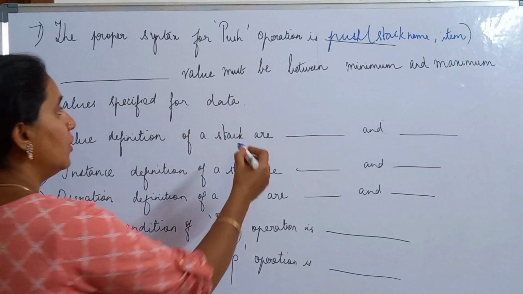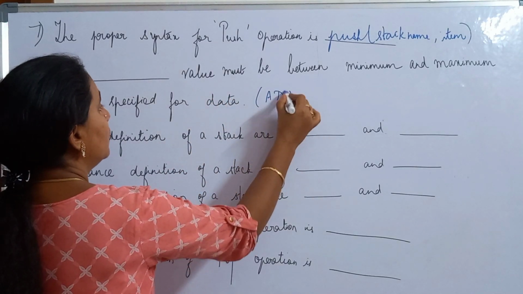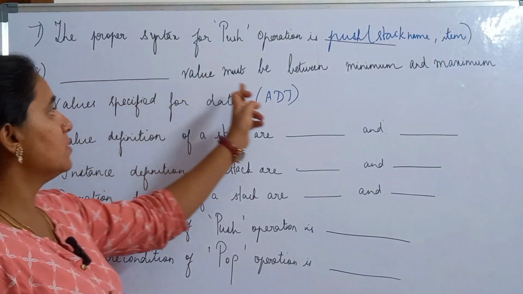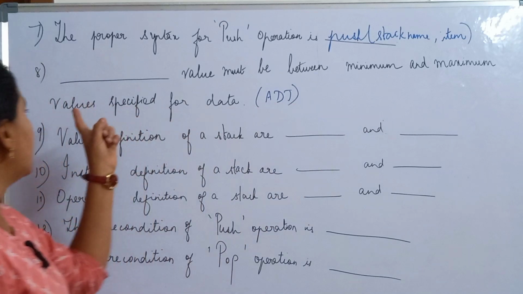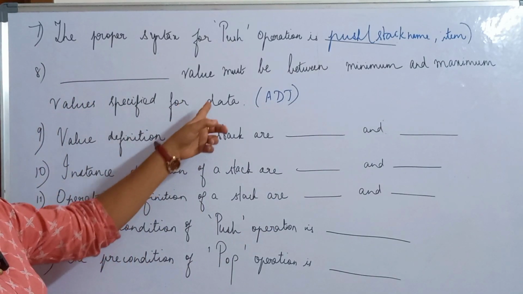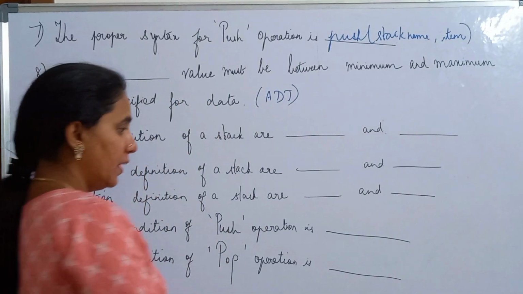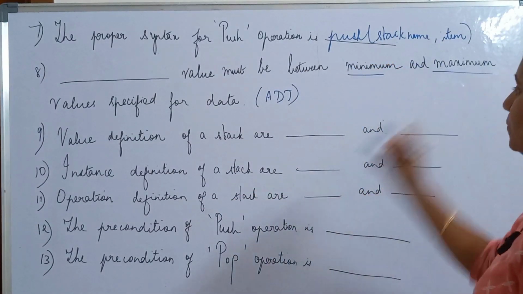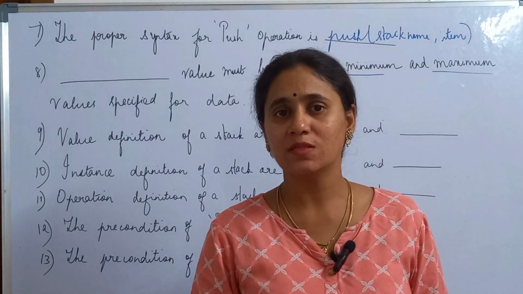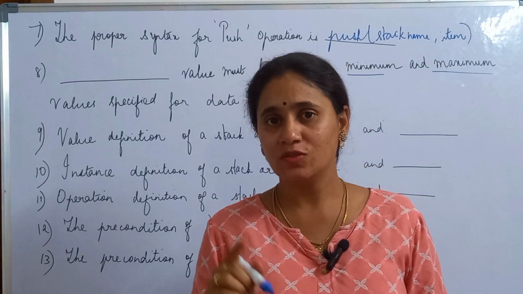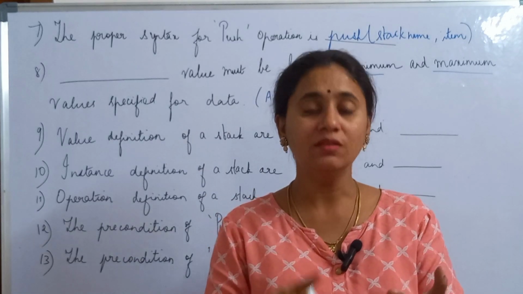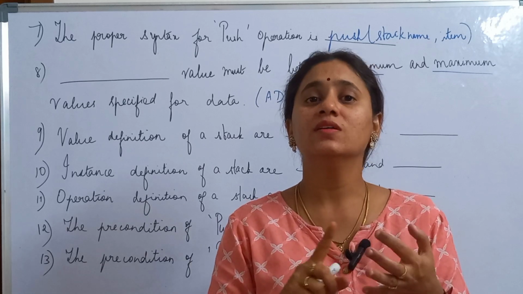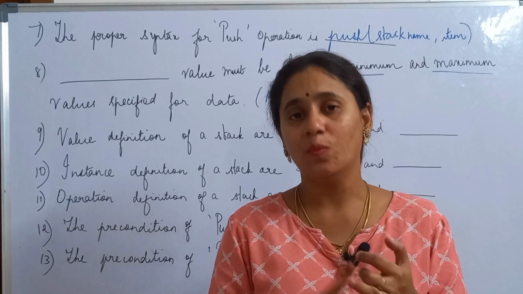Now, see the next question. This question is related to that of ADT. If you see the question, you are able to recognize. So dash value must be between minimum and maximum values specified for the data. By this word itself, you are able to get the answer. So minimum and maximum. What is minimum and what is maximum in the ADT? We saw two types, isn't it? Definition clause and condition clause. So this definition clause is going to come under value operation, right?